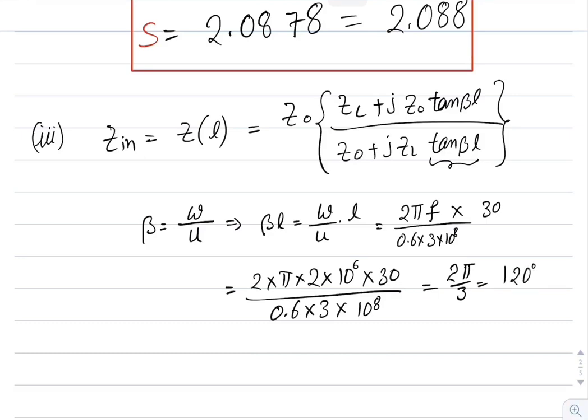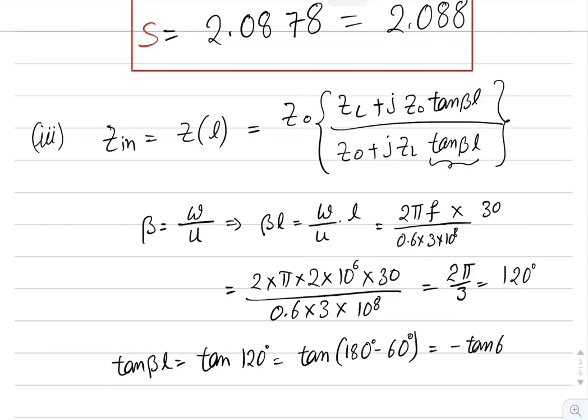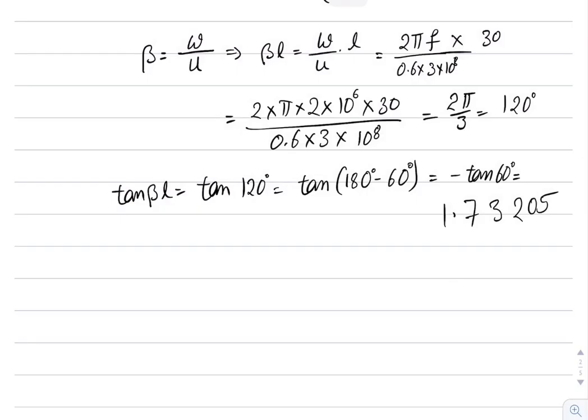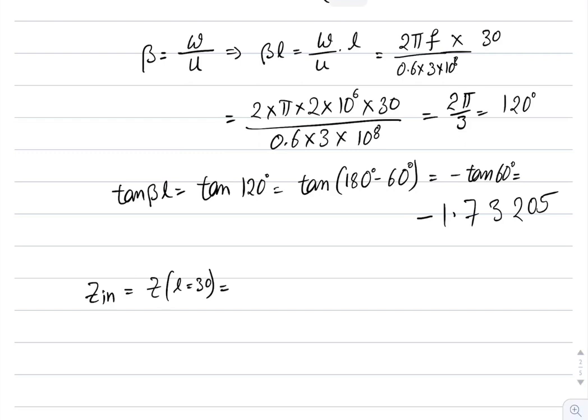Beta L equal to 120 degrees, tan beta L equal to tan of 120 degrees. I can write it as tan of (180 degrees minus 60 degrees), that is equal to minus tan 60 degrees, whose value is 1.73205. It is minus tan 60 degrees, therefore minus 1.73205.